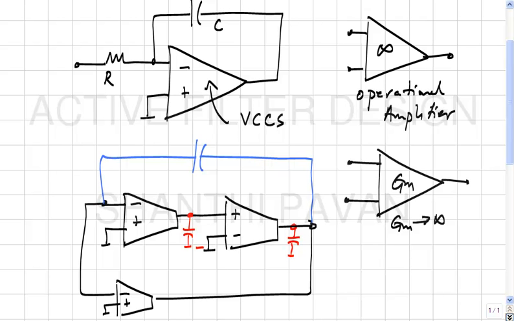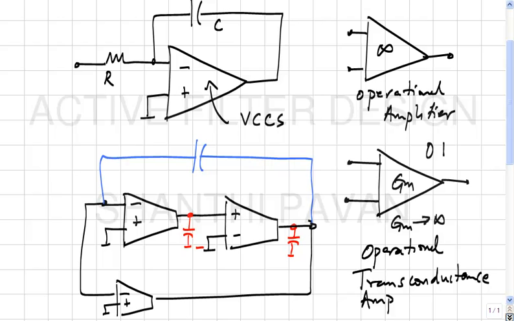And once you do that, you can do many mathematical operations, which is why you call it an operational amplifier. Similarly, if the GM tends to infinity, what would you think you would call it? You call this an operational transconductance amplifier, or OTA for short.